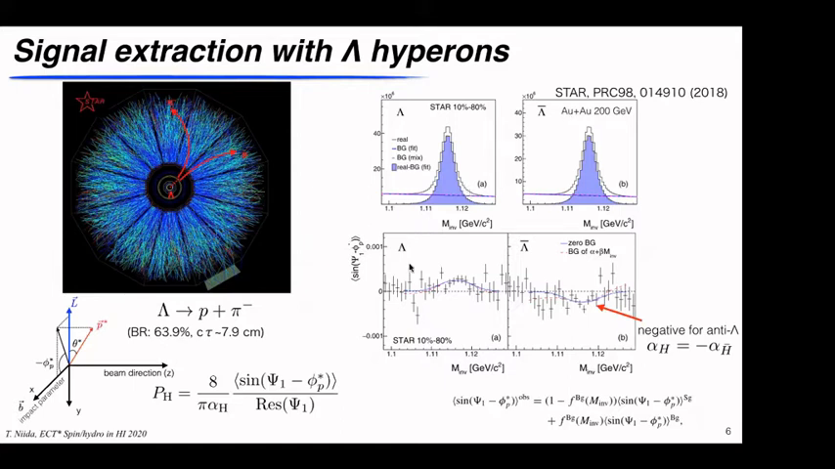In the bottom panel, the y-axis is a kind of raw polarization, meaning the sine component as a function of the invariant mass. You can see a clear signal around the lambda mass region, which is opposite for lambda and anti-lambda because of the different signs of the decay parameter for lambda and anti-lambda. Eventually, both contribute to the positive polarization.